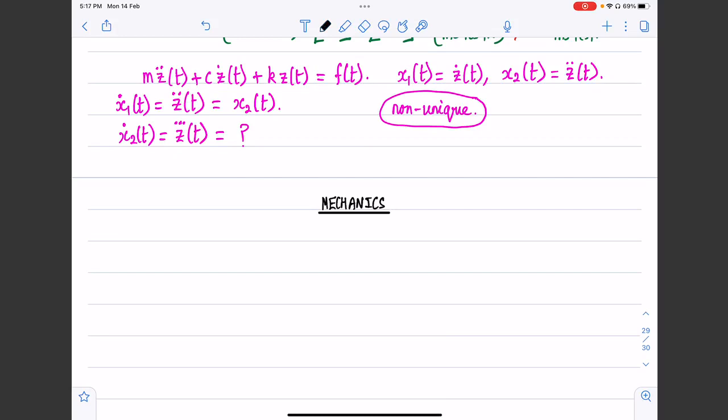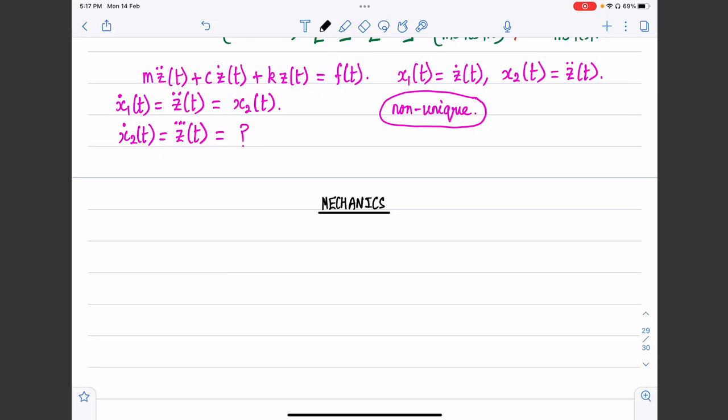Yes, sir. I will give you a hint. You need to ensure that you redefine x2 as not just y dot, but some function involving y dot and u, so that when you take the derivative of x2, you will get y double dot and u dot, and that you can use to simplify this.